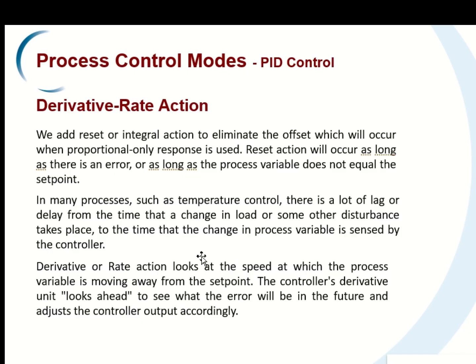So there's a gap in the sensing and then taking the control action. So the derivative or rate action looks at the speed at which the process variable is moving away from the set point. The controller's derivative unit looks ahead to see what error it will have in the future and adjusts the controller output accordingly.